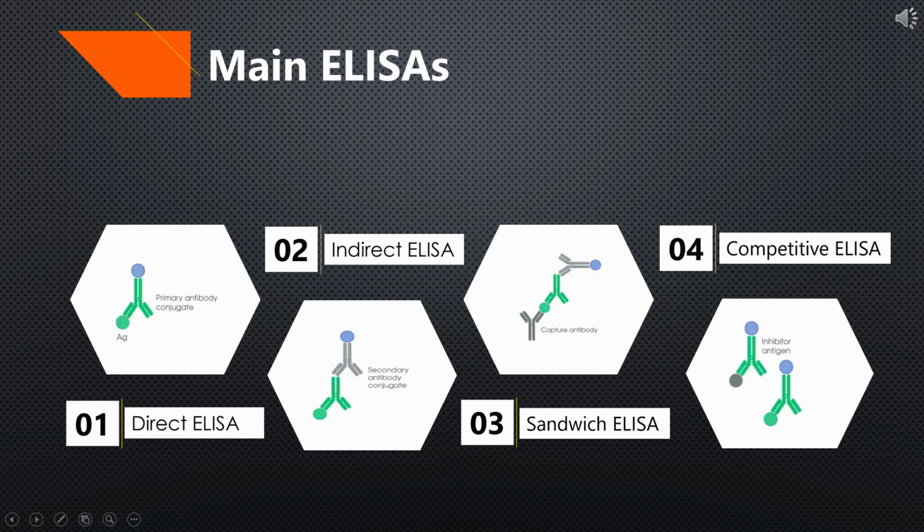And furthermore, for ELISAs, there are four main types. There's the direct ELISA, the indirect ELISA, the sandwich ELISA, and the competitive ELISA. We will primarily be talking about the first three in this video.